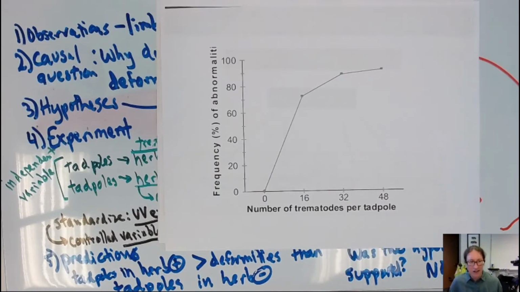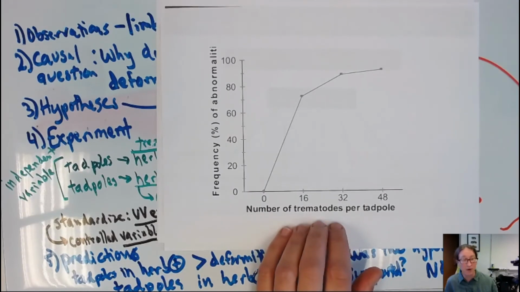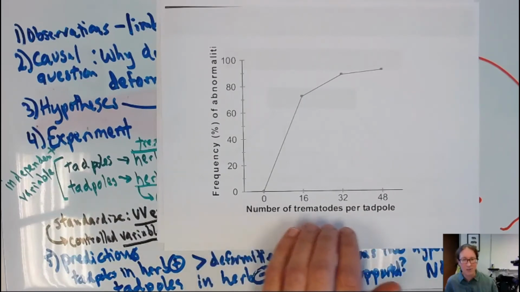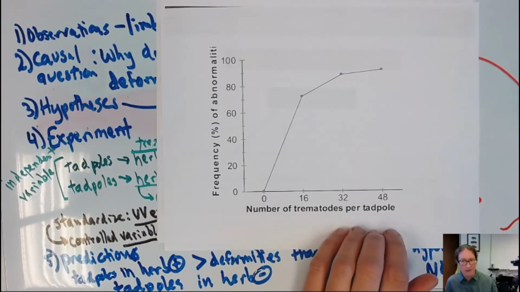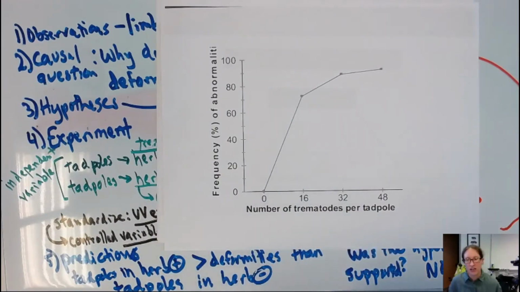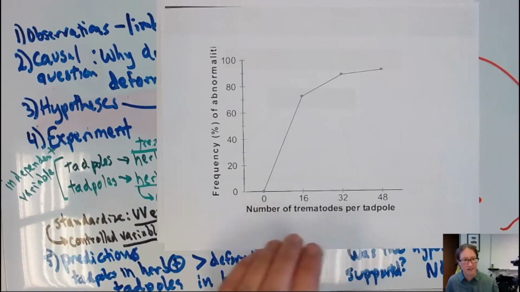Okay, so now if you're going to describe this result in words, what I want you to notice is here on the x-axis we've got the different categories that Johnson created for his independent variable. So the number of trematodes, or number of Ribeiroia, per tadpole. So this is where Johnson's independent variable is being displayed. And then here on the y-axis we've got the frequency or percentage of abnormal frogs. So here's his dependent variable, right? And this is a standard convention: independent on the x-axis, dependent on the y.